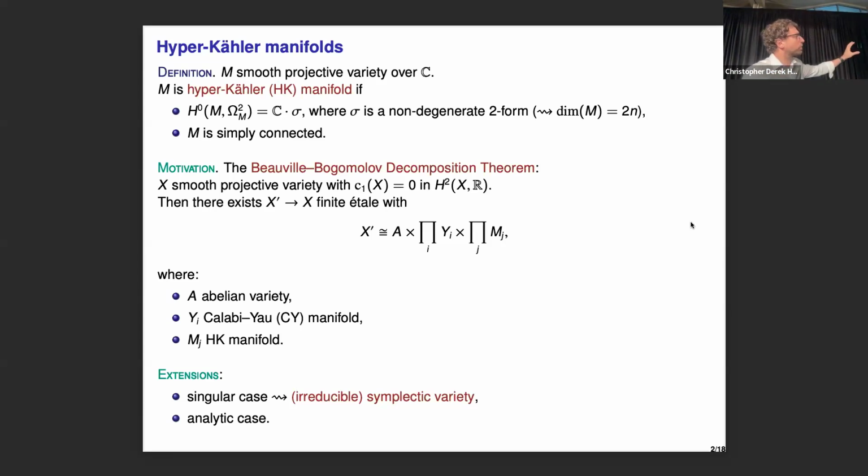And so again, I will have the decomposition in three pieces. One is an abelian variety. One is also called the irreducible Calabi-Yau variety, which is some definition I'll give next. And the next one is a hyper-Kähler variety. Okay. And this is more interesting because if I want to classify varieties with Kodaira dimension 0, that's what I end up with. Okay.